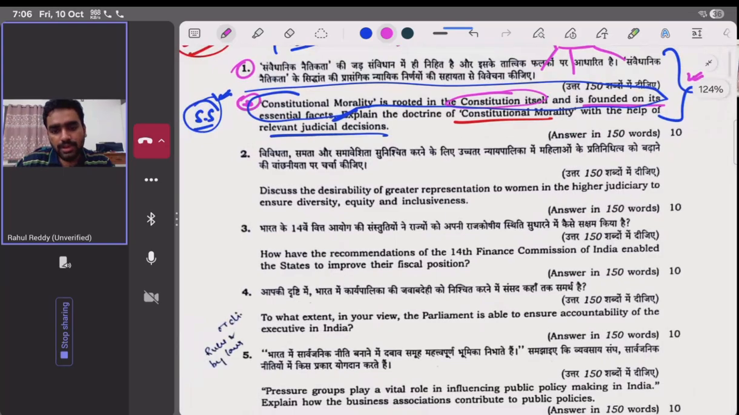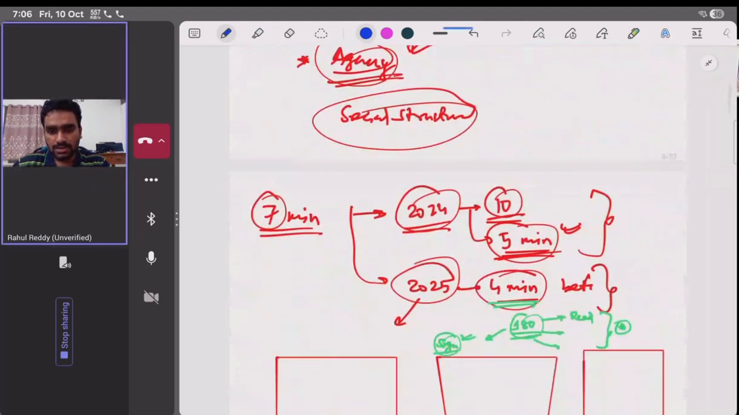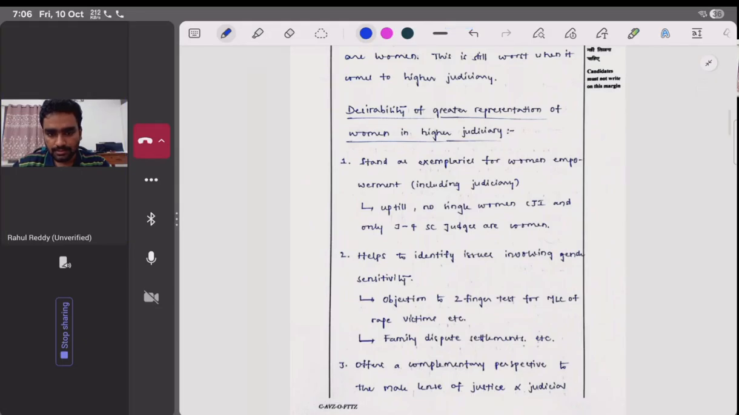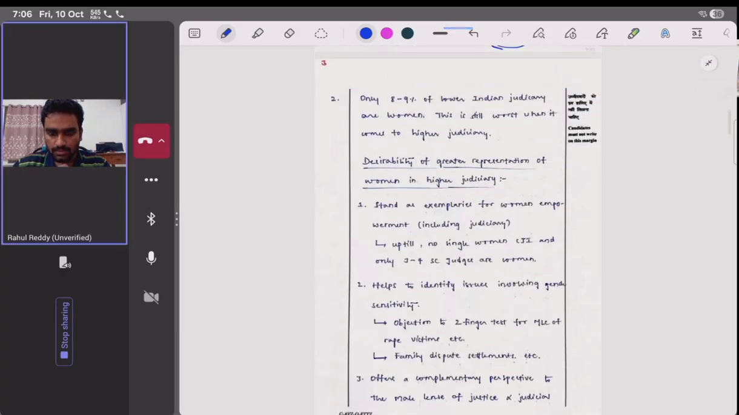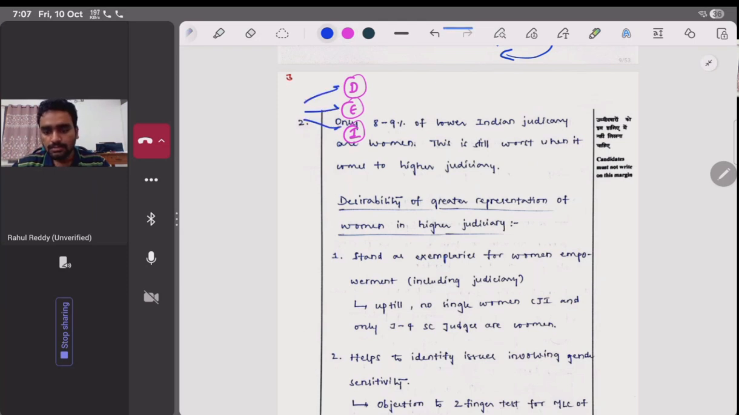And we'll go superficially, sorry, based on your time on the questions. Okay, let us look at the second question. The second question is: discuss the desirability of greater representation to women in the higher judiciary to ensure diversity, equity, and inclusivity. It means whatever question has been asked, it has to be divided into three subparts: how it is ensuring diversity, how it is ensuring equity, how it is ensuring inclusivity.